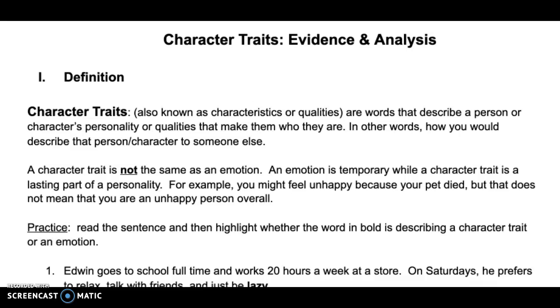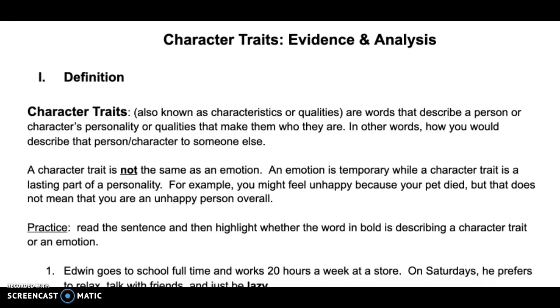A character trait is not the same as an emotion. An emotion is temporary, while a character trait is a lasting part of a personality. For example, you might feel unhappy because your pet died, but that does not mean that you are an unhappy person overall.